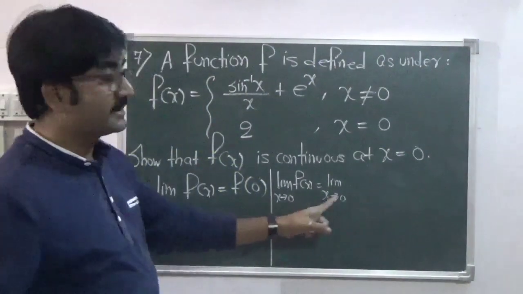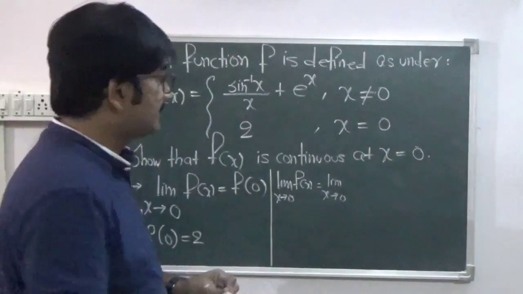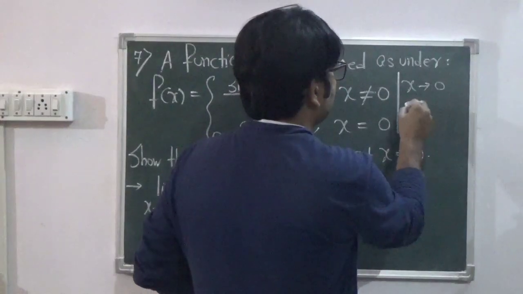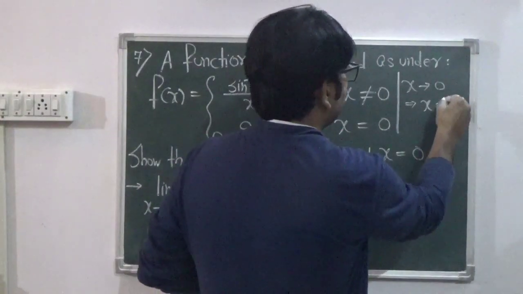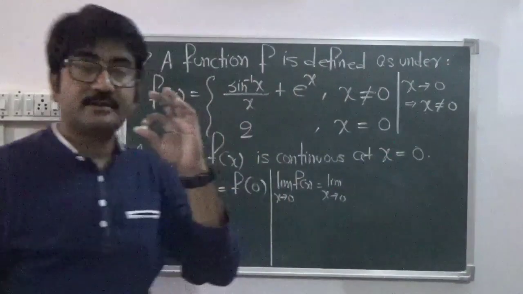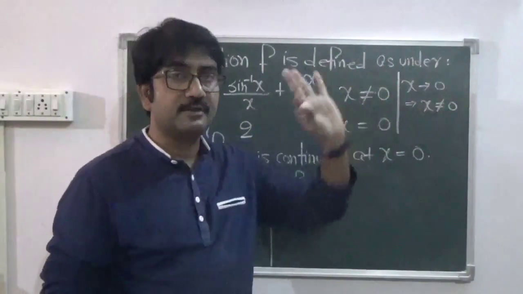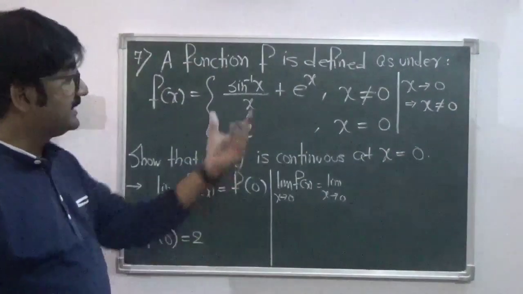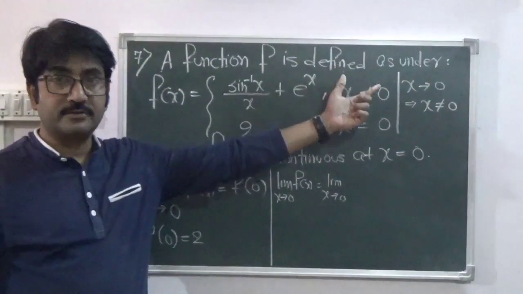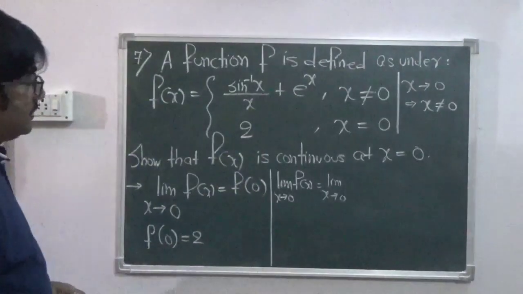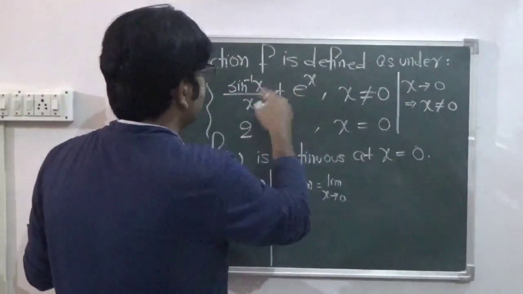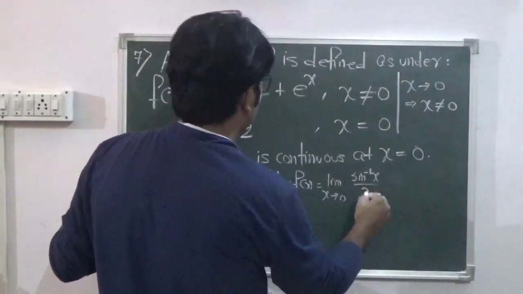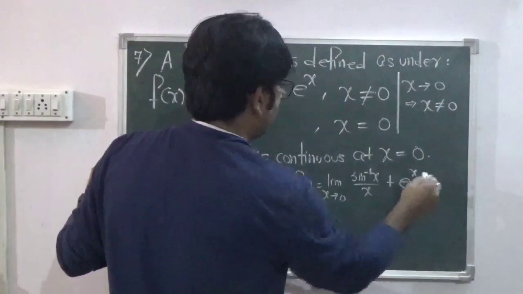See, x tends to 0 implies x not equals to 0. It is approaching 0 but not 0. So x tends to 0 means x not equals to 0. So we use this function where it is x not equals to 0, right? So you have to use this function sine inverse x by x plus e to the power x.